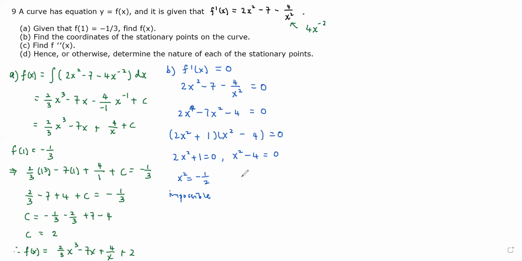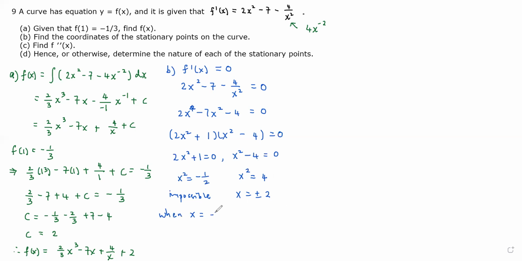X squared minus 4 equals 0. X squared equals 4. Then x is plus minus 2. There are two stationary points. One is when x is negative 2, and the other one is when x is 2. To find the coordinates of the stationary points, we need to find the y coordinates as well.